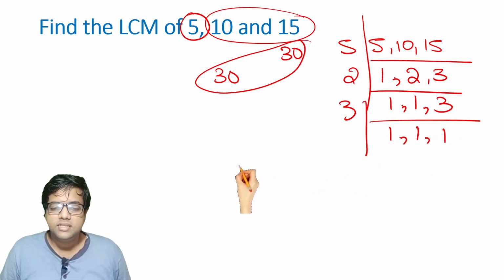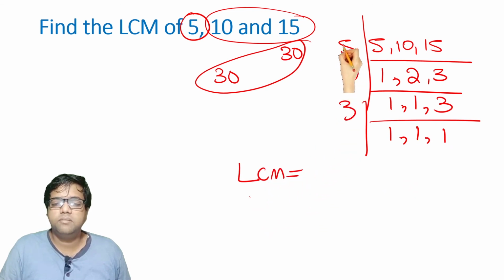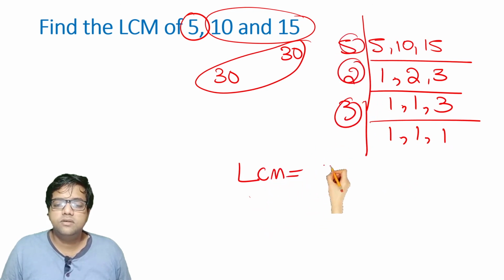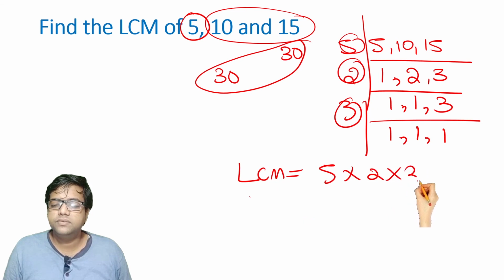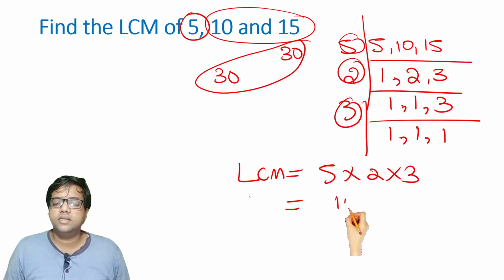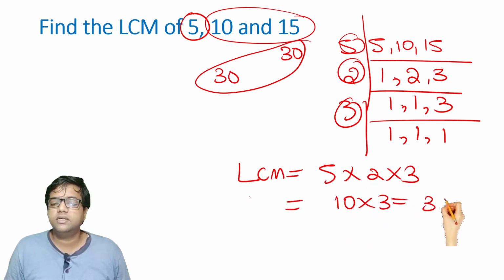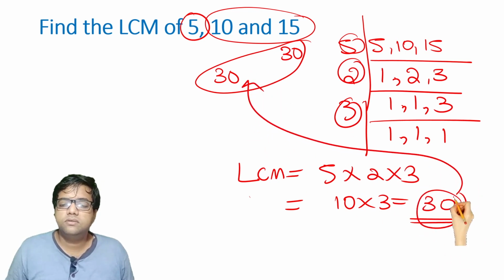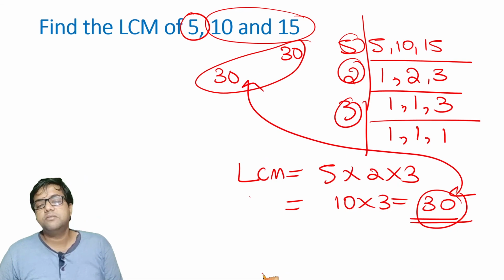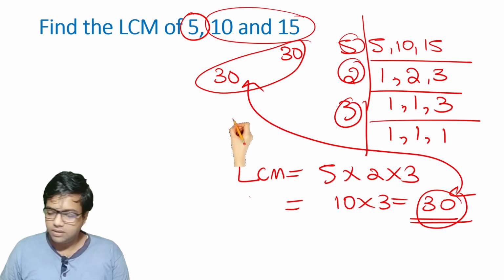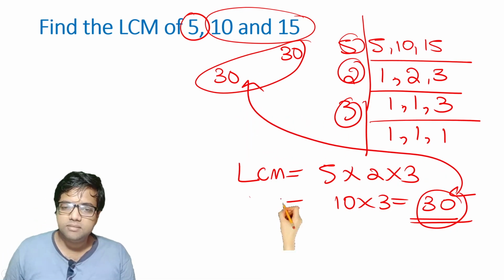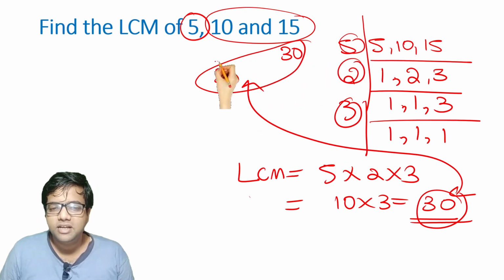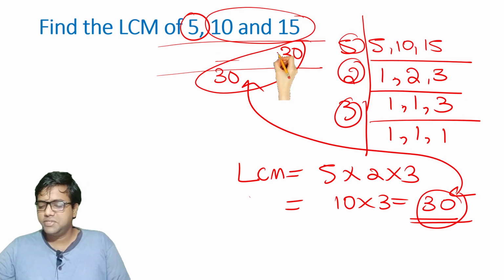So you got the LCM as what? LCM is equal to the multiplication of these numbers: 5 into 2 into 3. So what is it? 5 2s are 10 into 3, which will give you 30. See, same 30 here also. So in the long division method as well, you will get the same answer, but try to identify with the help of tables itself. That is the reason you all are writing the tables every day.